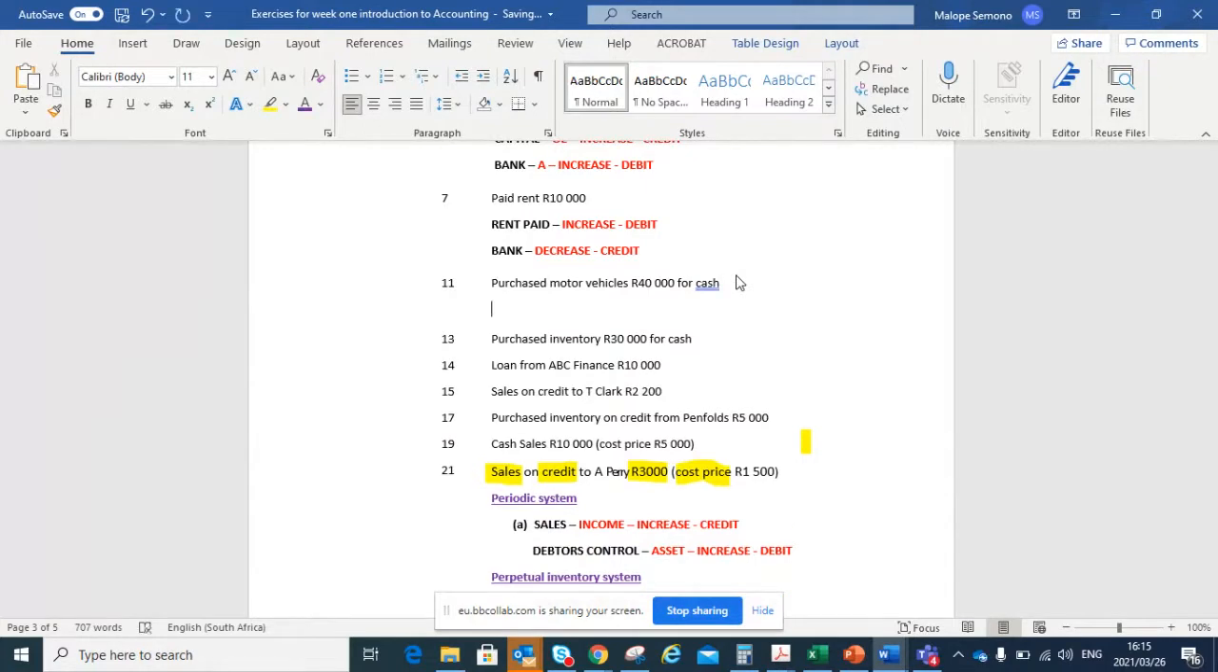Let's say on the 11th again, I purchased motor vehicle on credit. I'm just coming up with a transaction so that I can show you. See, it was on the 11th. Can you see here? I bought for cash, and then here I bought on credit.